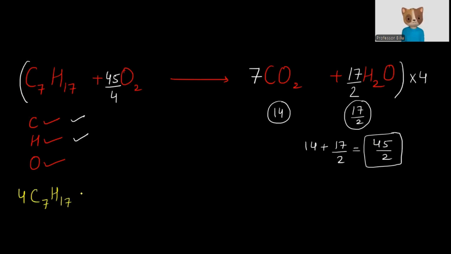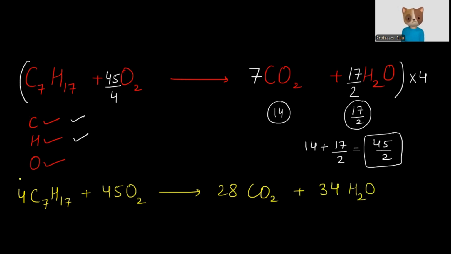4C7H17 plus 45O2 gives 28 CO2 plus 34 H2O. This is the final answer.